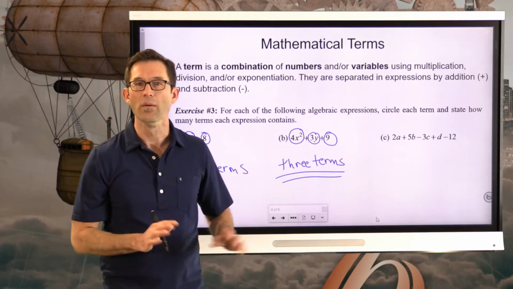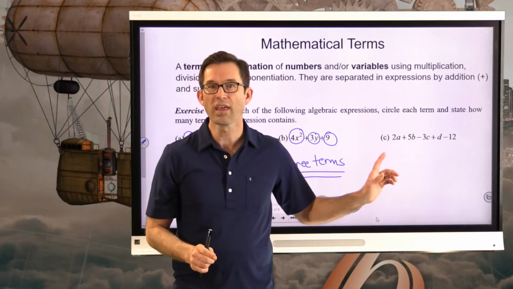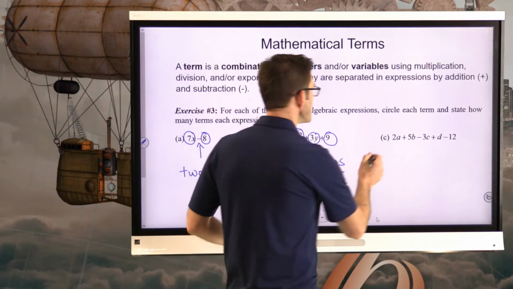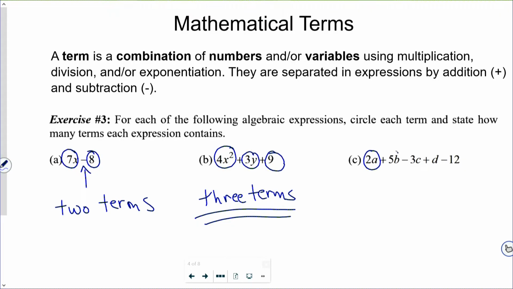All right, let's go through it. So this one looks huge, but again, it's easy. I have an addition, a subtraction, an addition, and a subtraction, and that means that 2a is a term, 5b is a term, 3c is a term, the d all by itself is a term, and the 12 is a term. So we have 5 terms.